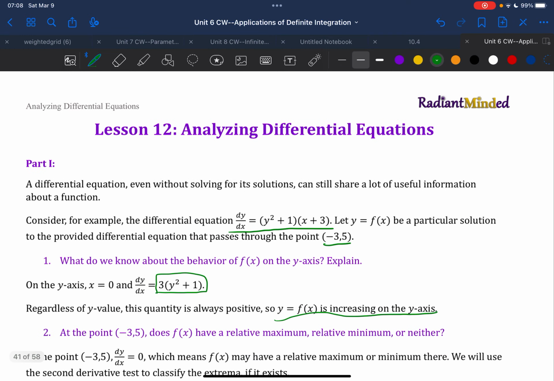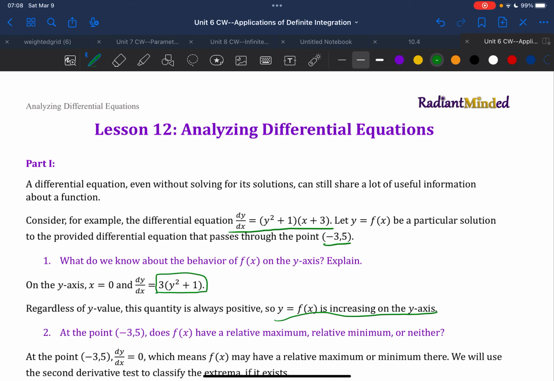At (-3, 5), does f of x have a relative max, relative min, or neither? First I'll plug that into my slope. If you plug in (-3, 5), you get that dy/dx is 26 times 0, which is 0. So it's a critical point at (-3, 5). We just need to figure out if it's a max or min, or it could still be neither. And what we're going to do here is the second derivative test.